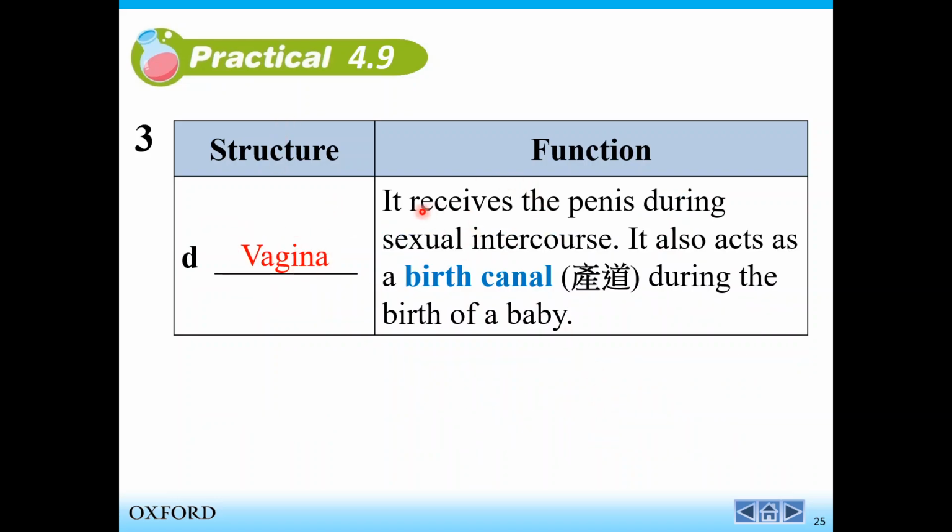Vagina. The vagina is used to receive the penis during sexual intercourse. Okay, one more thing I want to remind you. This is the first function, and the other function is very important. The vagina acts as the birth canal during the birth of the baby, which means when you were born, you passed through the birth canal, which is the vagina.